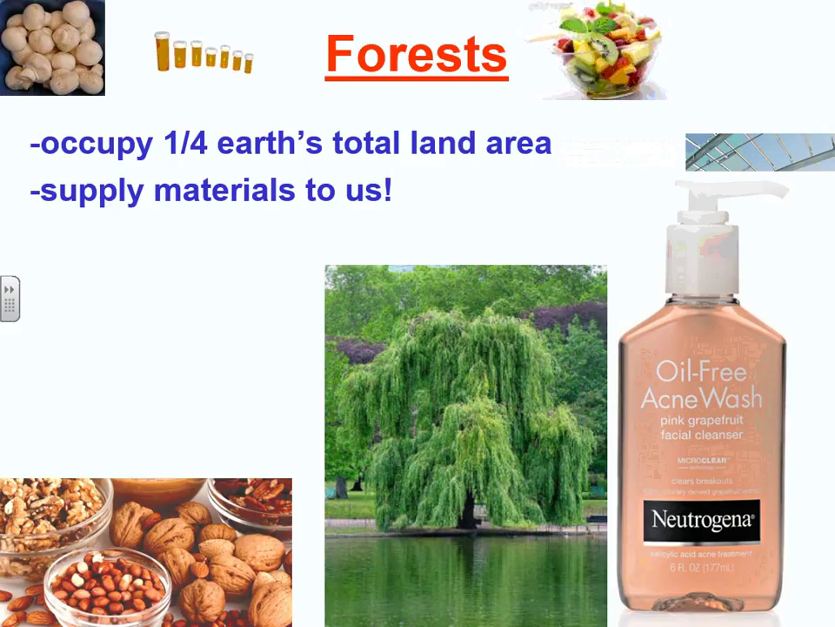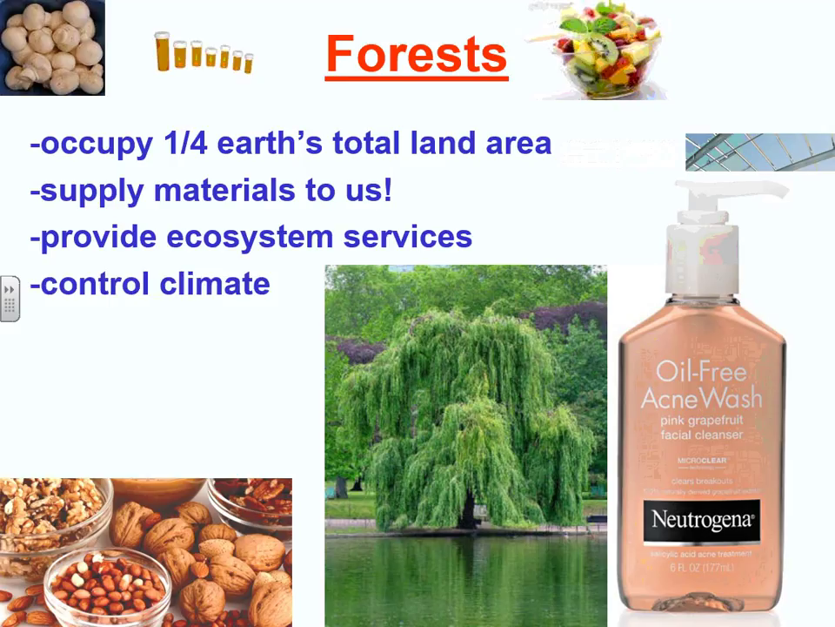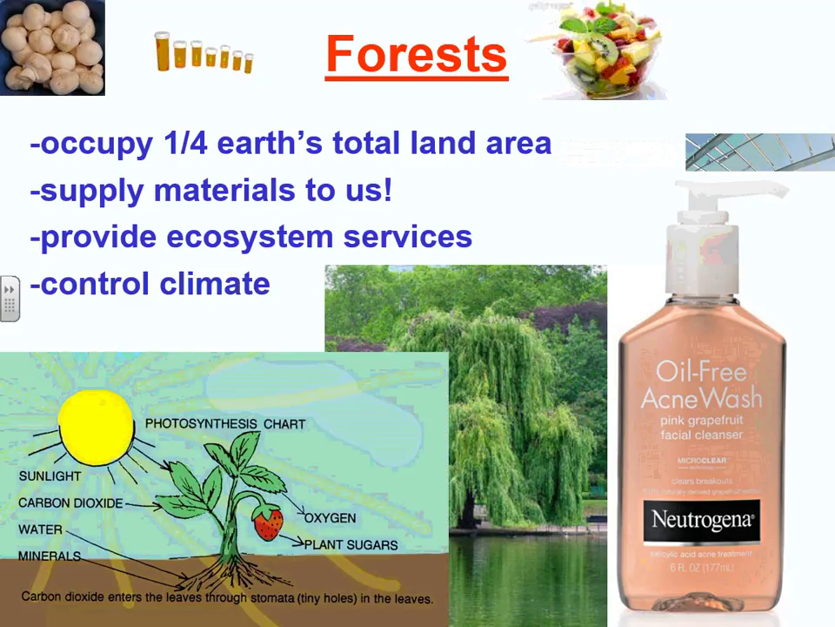Forests provide us with ecosystem services that you guys just listed a whole bunch. It helps to control the climate. Again, it takes carbon out of the atmosphere, and we know that carbon is the number one anthropogenic greenhouse gas. And it also helps to reduce erosion. So these are just some of the important characteristics or things that we get from forests.